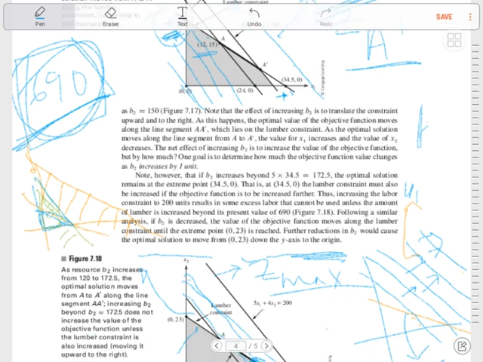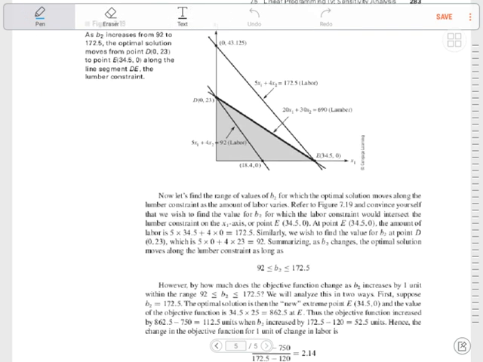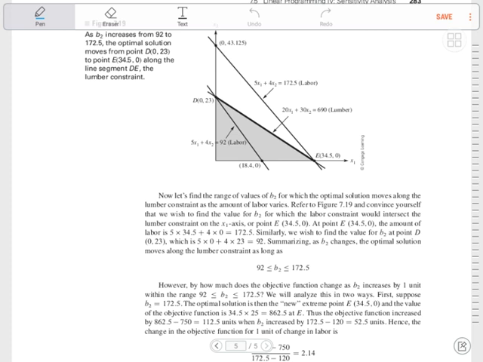Now let us see what they are saying. Let's study the change. Let's find the range of values of B2 for which the optimal solution moves along the lumber constant as the amount of labor varies. So this is one strategy we are fixing to analyze the change in the objective function's value with respect to the amount of labor varying. With reference to this figure, we wish to find the value of B2 for which the labor constant would intersect the lumber constant on the x1 axis, or point E. At point E, the amount of labor is this much. Similarly, we wish to find the value of B2 at point D, which is this one.